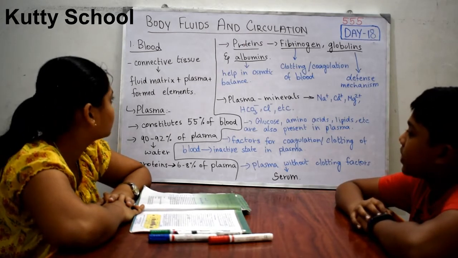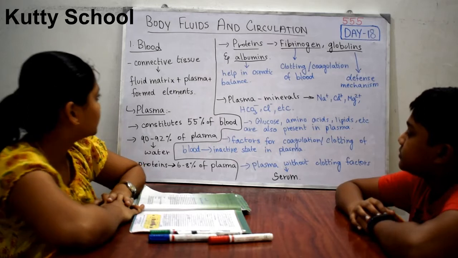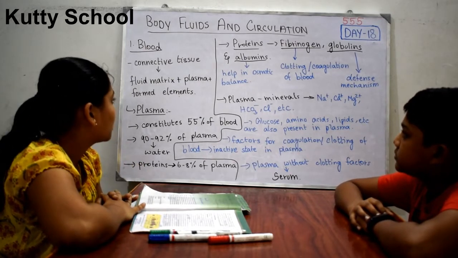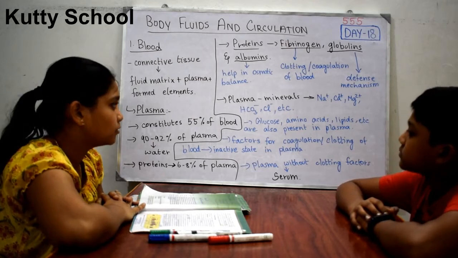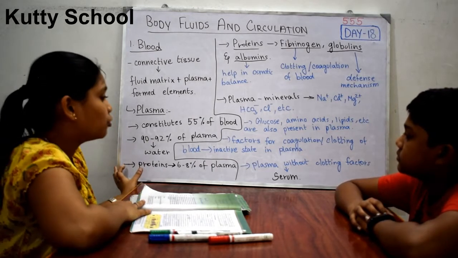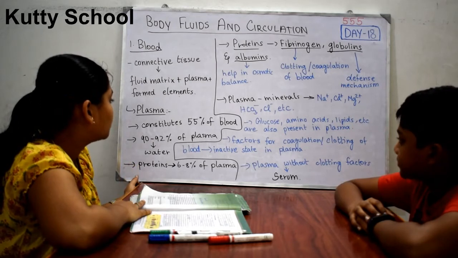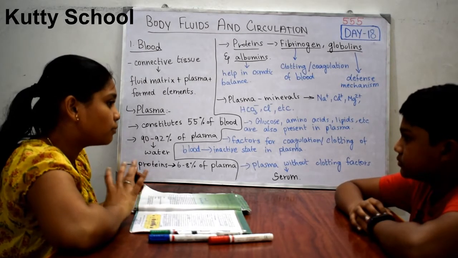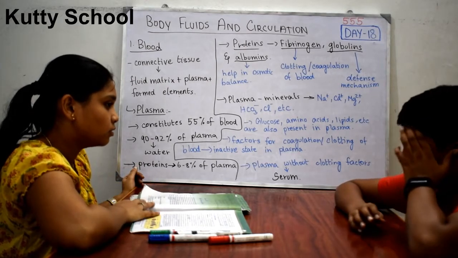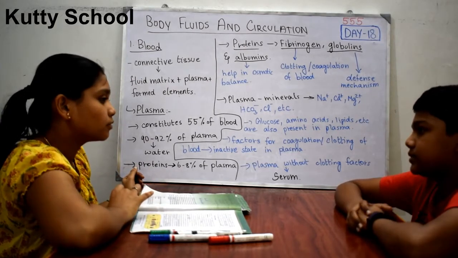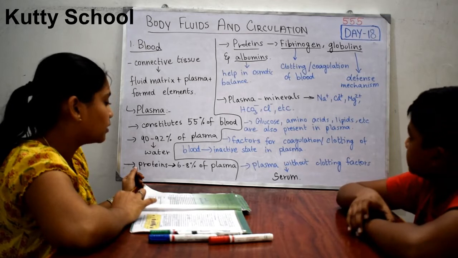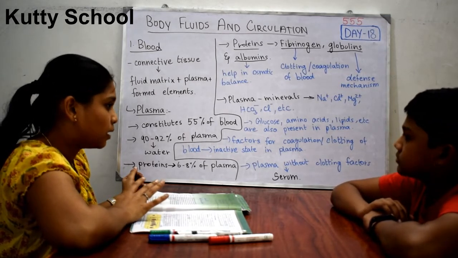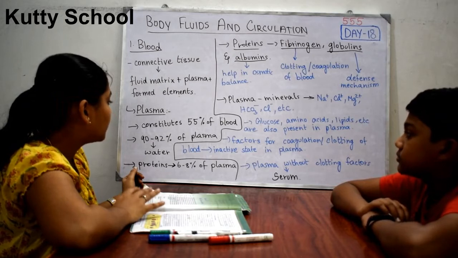Blood is a connective tissue, and it is composed of a fluid matrix, plasma, and formed elements. Now we will see about plasma. Plasma constitutes about 55% of blood. It is a colorless and viscous fluid. So 55% of blood is plasma.